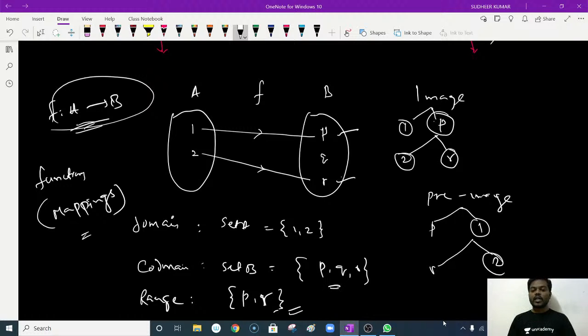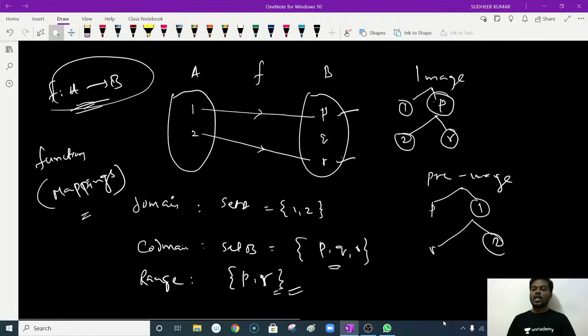Codomain is different and range is also different. Codomain means the set of all elements in set B, whereas range is the set of images of elements in set A only. I hope it's clear.